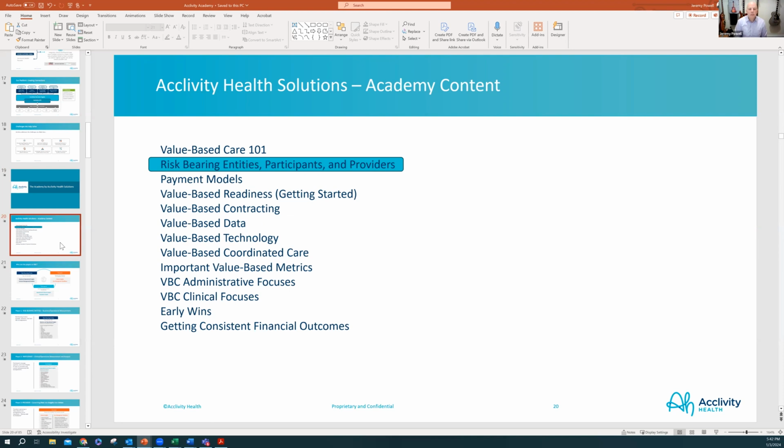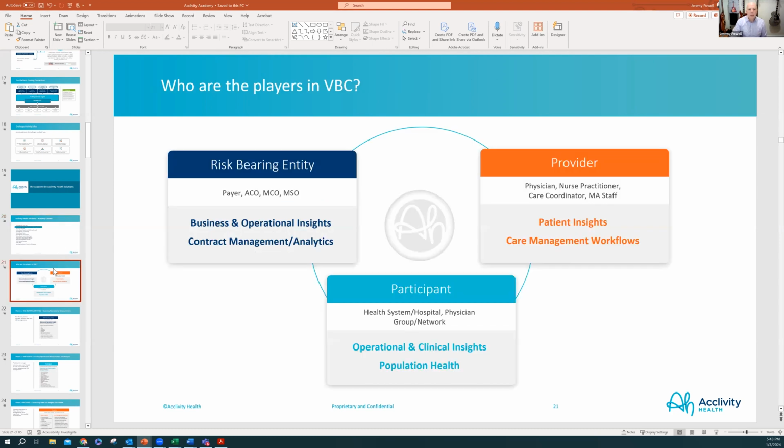The participants, which are often the groups, the health systems, the networks, and the providers. These could be point of care clinicians that are billable under the traditional rules of reimbursement, or they can be navigators, coordinators, engagement staff that are centralized. So those are the three big pools of entities that play a part in the value-based care landscape. So we'll dive in a little bit and talk about who they are in depth.